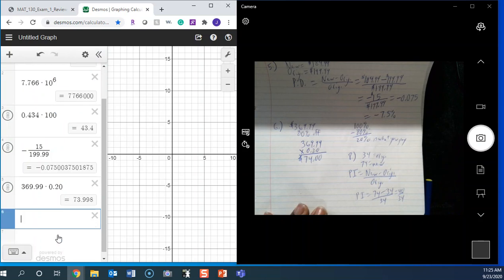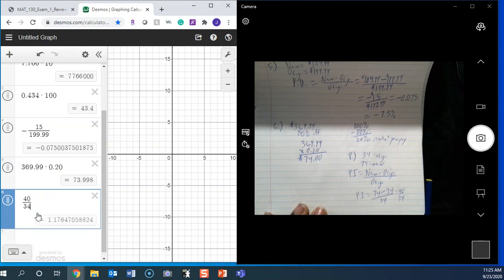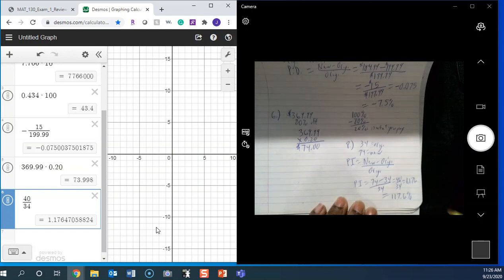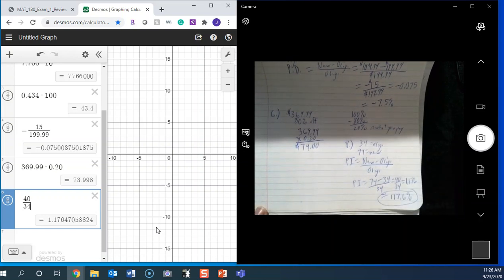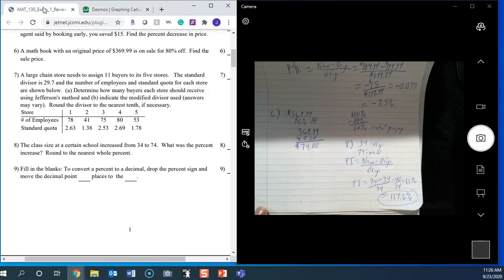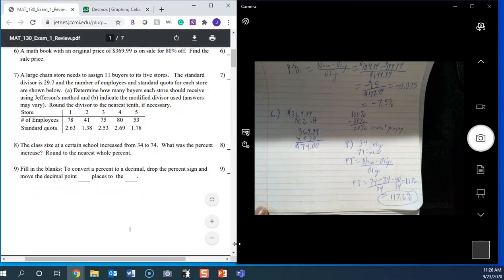We will go here and type in 40 divided by 34. Now we could round this to 3 decimal places. So it'll be 1.176, and we will write that as 117.6%. That would be your percent increase, 117.6%. All right.